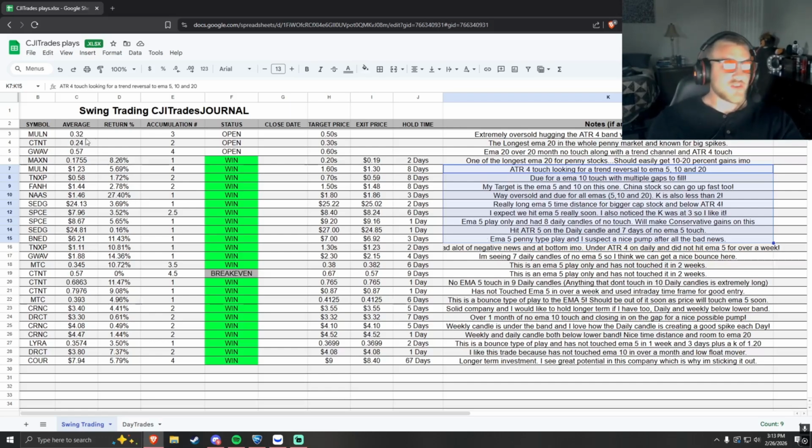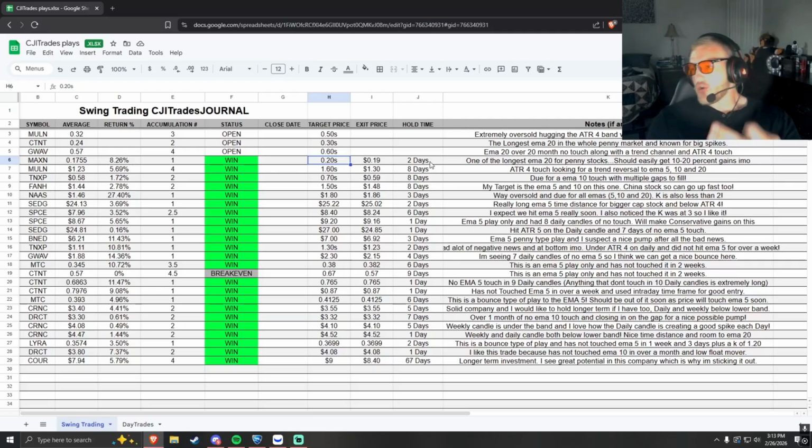So for swing trades, it's really easy to say, okay, listen, for example, Max N, one of the longest EMA 20s for penny stocks, and it should get 10 to 20% gains going back to that EMA. That was the reason why I entered that trade. I ended up getting into the trade at 17.55 and getting out at 19 cents even though my target price was 20 cents, and it took me 2 days. But with swing trades, you're able to do that because you're buying and you're holding on to them.